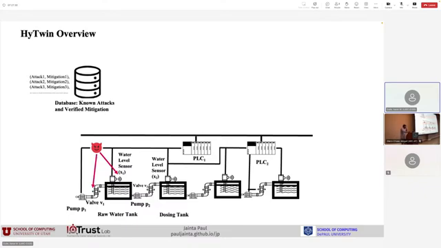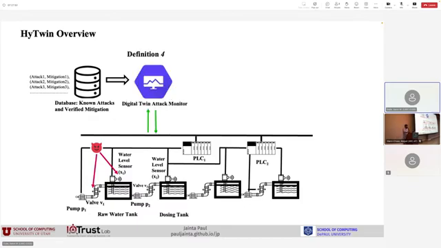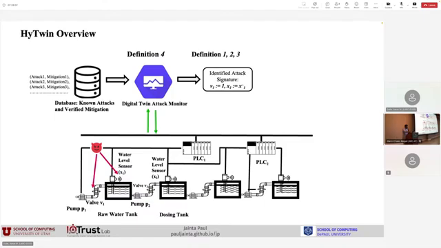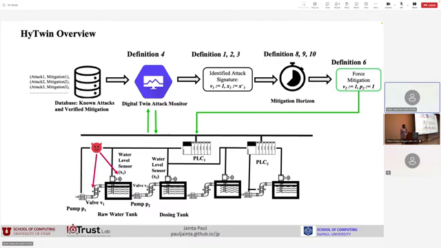We have a database of known attacks and verified mitigations. From these known attacks and verified mitigations, we have a digital twin monitor that monitors the physical system here. And based on those known attacks and verified mitigations, the digital twin tries to find an attack signature. After the digital twin finds an attack signature, we try to calculate the mitigation horizon. The mitigation horizon tells us how long we have before a safety property is violated. And we calculate it anyway, be it an adversarial scenario or a normal operational cycle. After we have the verified mitigation, and if we can detect an adversarial action, we enforce the verified mitigation on the system.